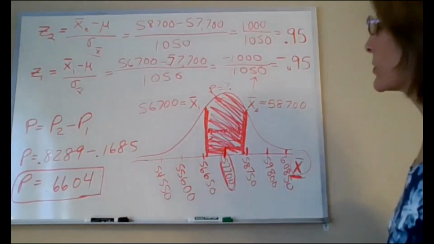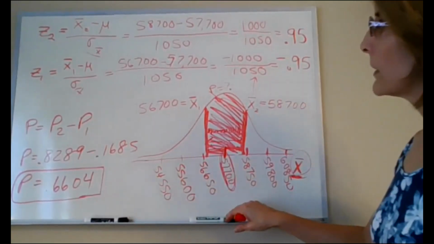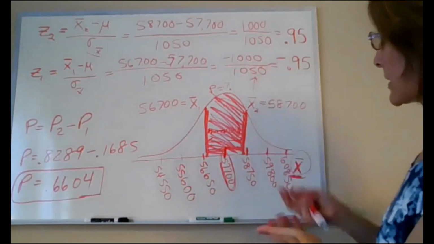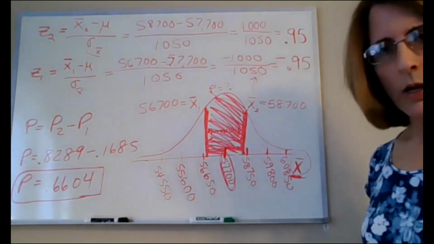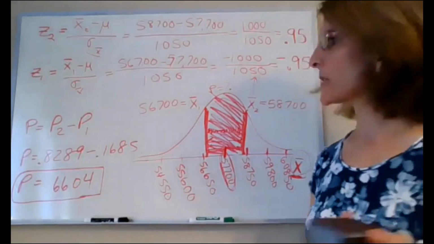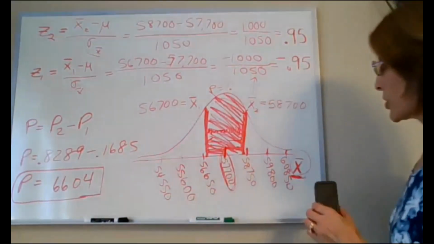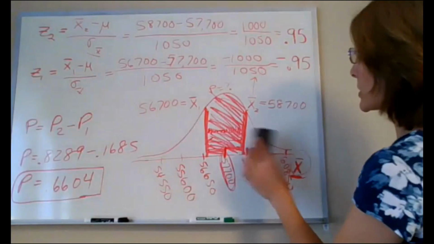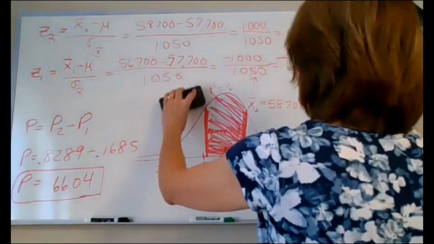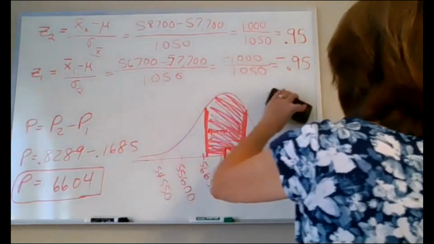256, sorry, 256, not 264, 256. So what will change in this calculation? Well, what happens is when we increase the sample size, remember the standard deviation changed. So the picture here is going to change a little bit. Let's see how the picture is going to change.